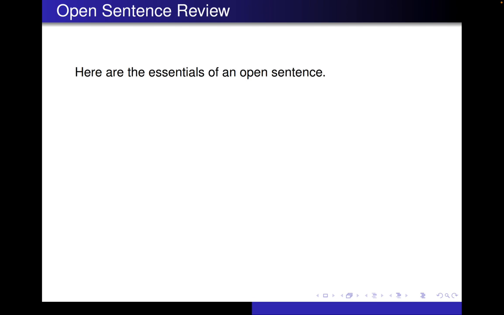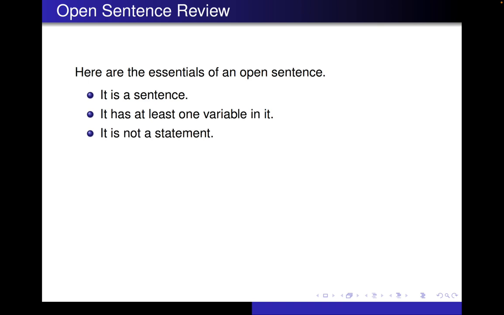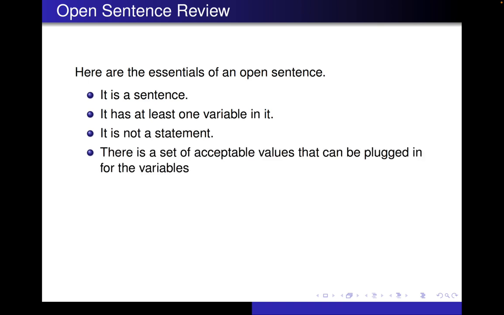So remember, here are the essentials of an open sentence. First of all, it is a sentence, as the name implies. It has at least one variable in it. It is not a statement, at least not by itself. However, there is an acceptable set of values that can be plugged in for the variables in the sentence. So you have a sentence, it has a variable in it, and there are some values that you can plug in that are specified in advance.